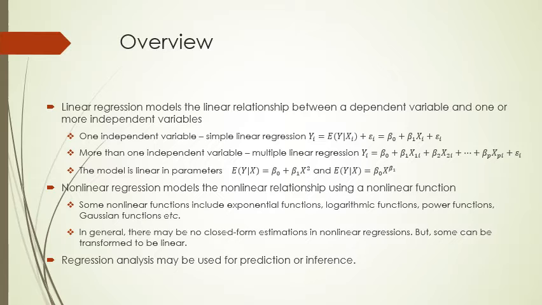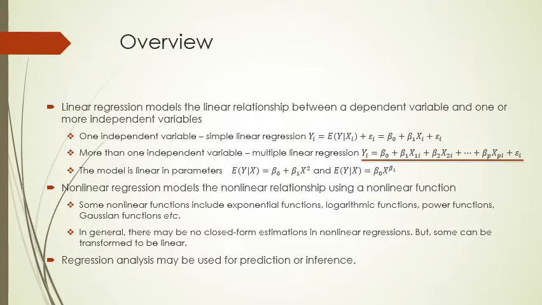Here, y is the dependent variable, x is the independent variable, and epsilon is the error. For more than one independent variable, it is called multiple linear regression. The multiple linear model is this. Here, p is the number of independent variables as predictors.